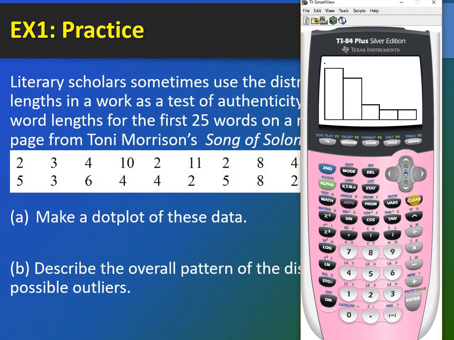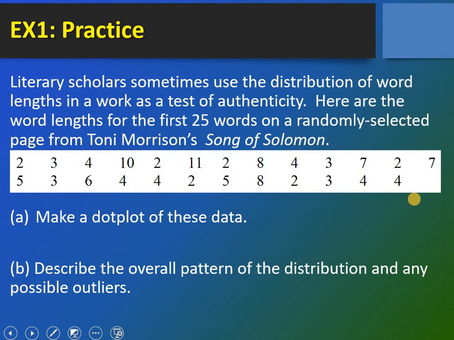And then you want to title the whole graph. And the whole graph is basically you talking about your who's and your why's. Part of your why's are on your axes. But I would say, okay, Toni Morrison's Song of Solomon. And I would say, word length. Does that make sense? Okay.